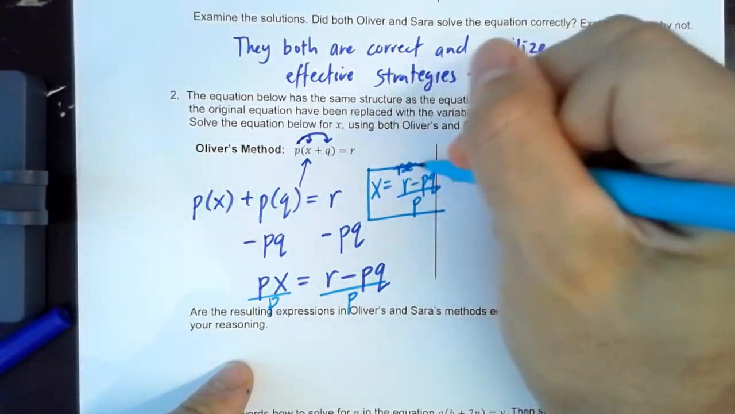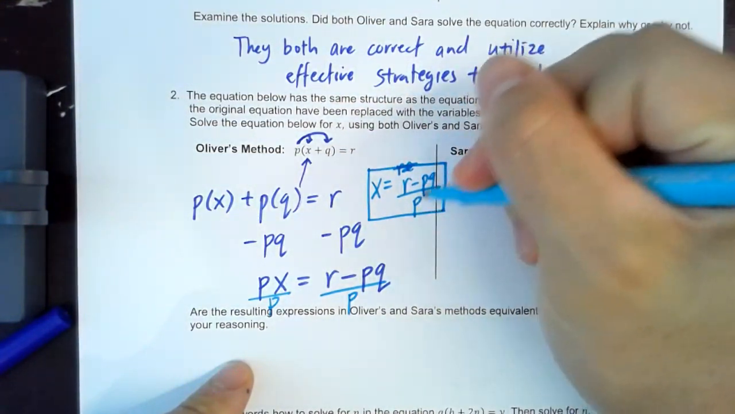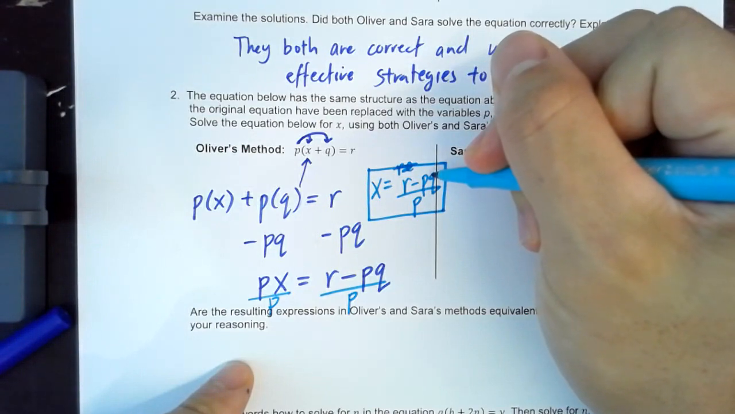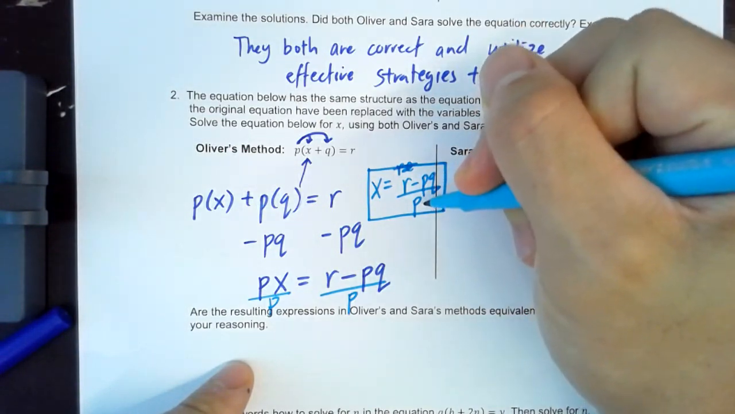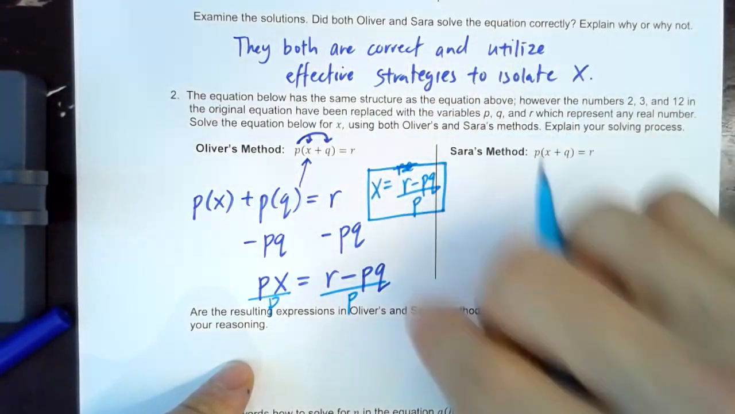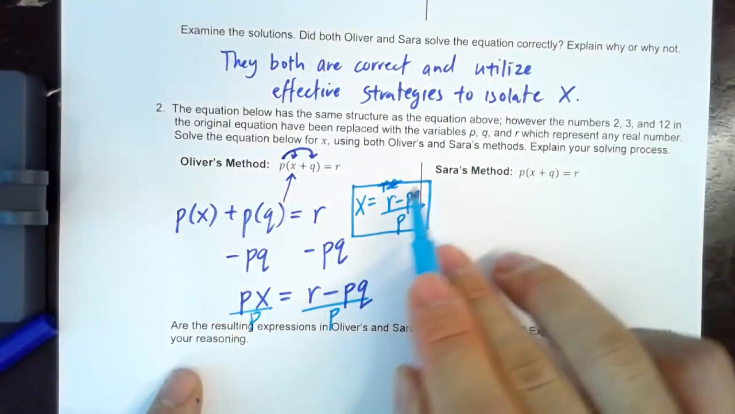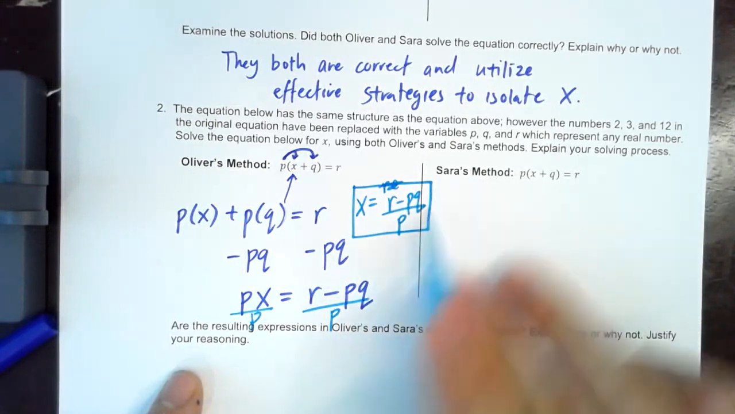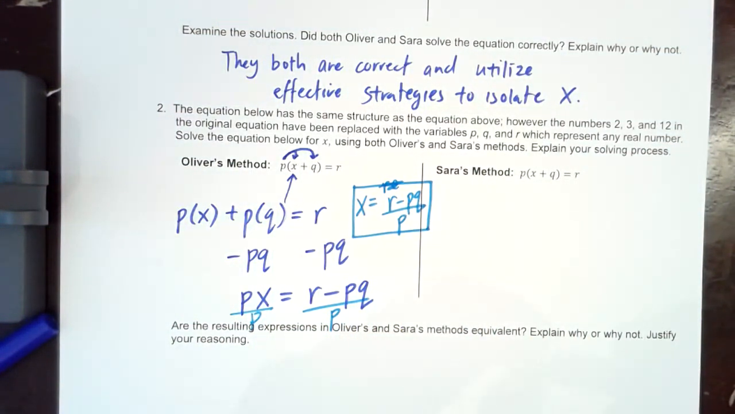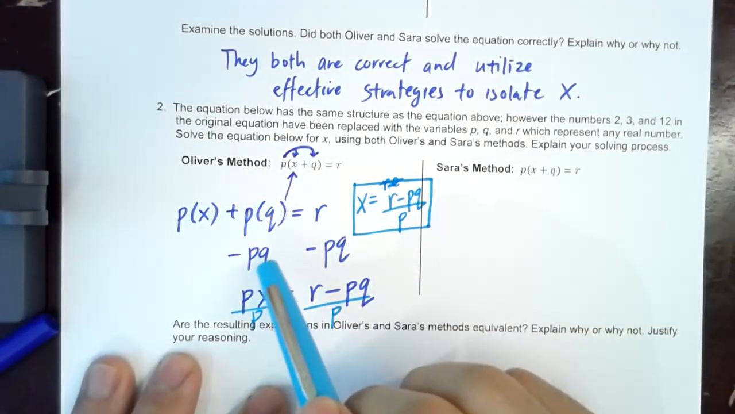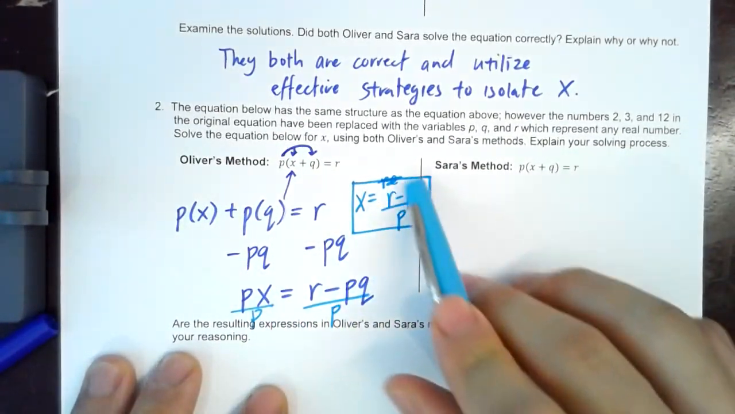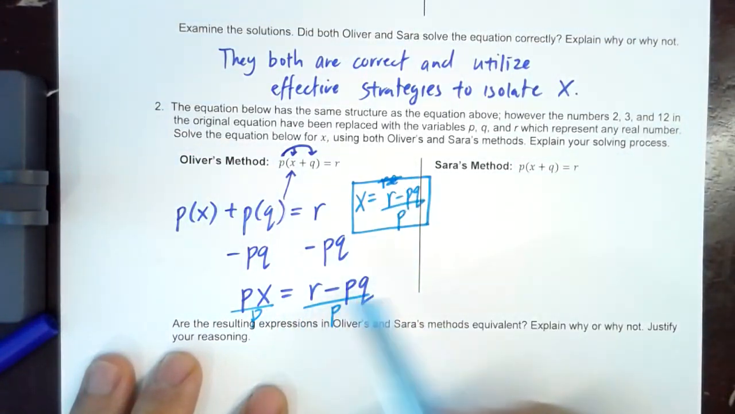Now, there are multiple ways to write this. You can see how there's a term with a p value, and there's a p on the bottom. So you could actually simplify that a little bit, but just because it's like this doesn't mean it's wrong either. I actually would accept it like that. But I will admit that Oliver's method is not really that clean. It gets a little bit messy the way it was written.